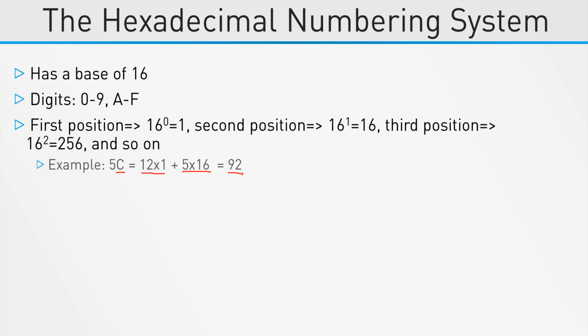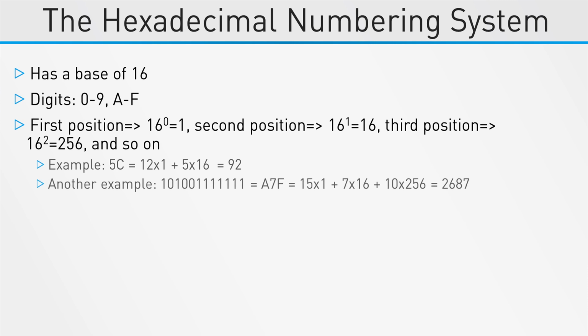We can also convert binary to hexadecimal by converting each 4 binary bits into one hexadecimal digit, and that is because 16, which is the base of the hexadecimal, is equal to 2 to the power of 4. So here in this example, these 4 bits are equal to 15, so F. The next 4 bits are 7, and the last 4 bits are 10, so A.